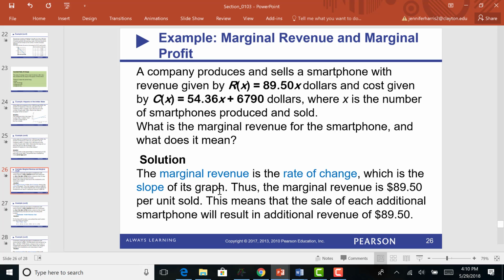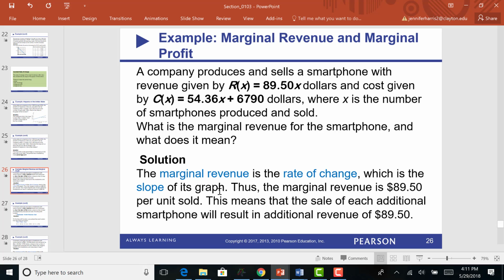Aha. So the first equation was R of X is equal to 89.50 X. Is that in y equals mx plus b form? Yes. Okay, well, let's see. y equals mx plus b. What's b? 0. Thank you. B is 0. So what was the question again? What is the marginal revenue? Are we on the revenue equation? And what does marginal mean? Oh, so what's the marginal revenue?